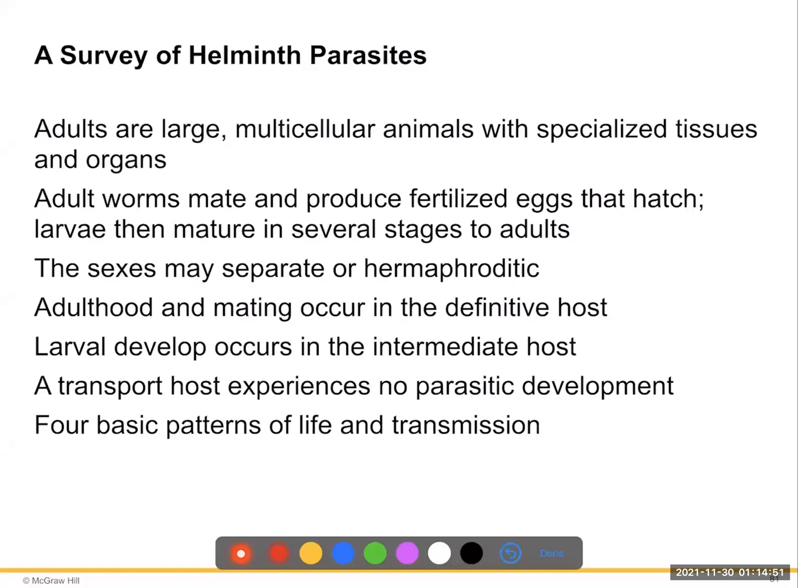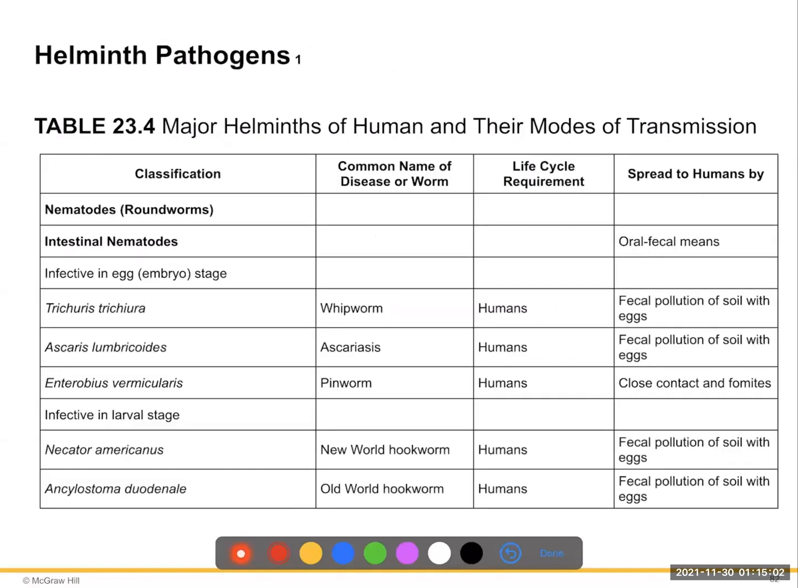Okay? A transport host experiences no parasitic development. It's just used for transport and goes right back into the host. There are four basic patterns of life and transmission. Okay? These are the major helminths of humans and their modes of transmission.